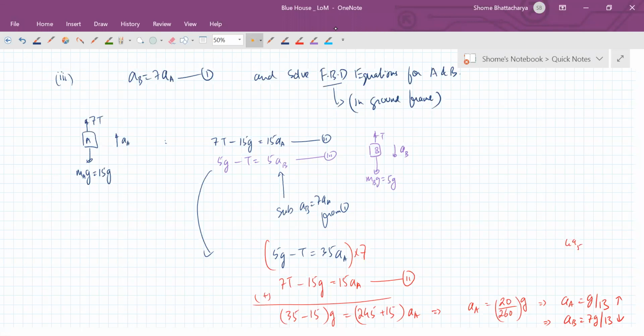So this becomes your final answer. So 10 by 13 and 70 by 13, or simply g by 13 and 7g by 13. These are the accelerations.